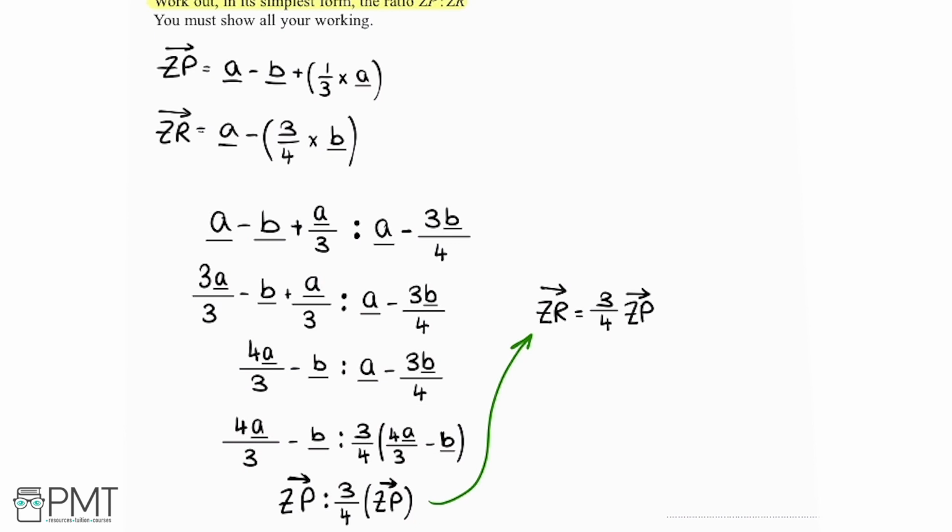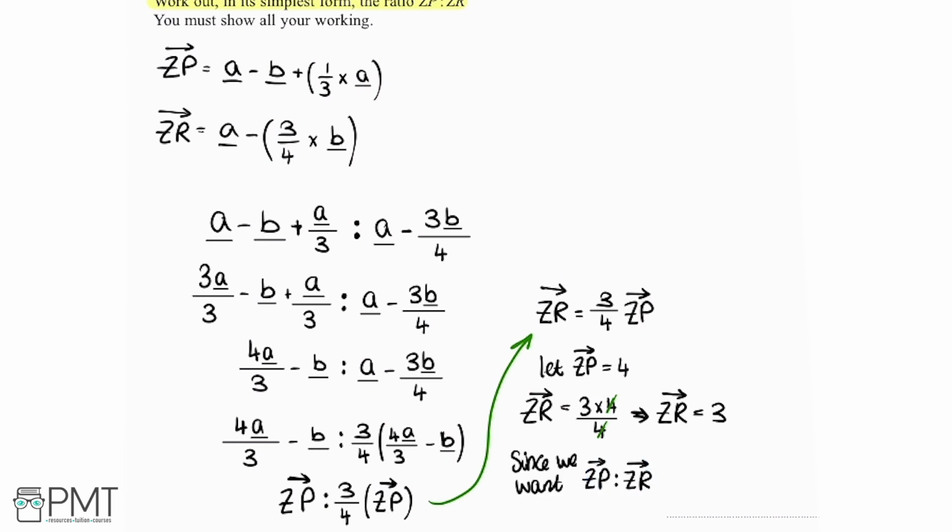Lastly, we need to get the actual ratio. I'm going to let ZP equal the value 4. The reason is that we've now got 3 multiplied by 4 over 4, because I've replaced ZP with 4. This means that these 4s cancel, so ZR equals 3. Wrapping this all up, since we want the ratio of ZP to ZR, our final answer is 4:3, since the value of ZP is 4 and ZR is 3.